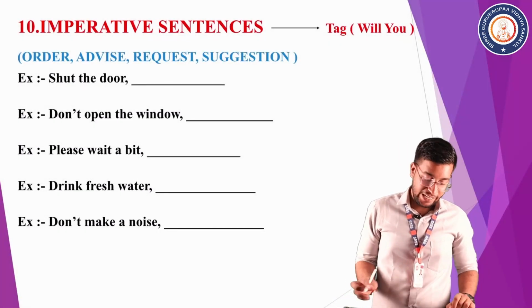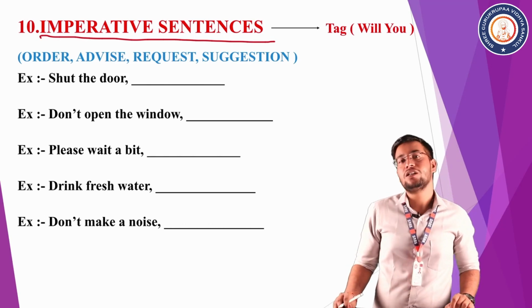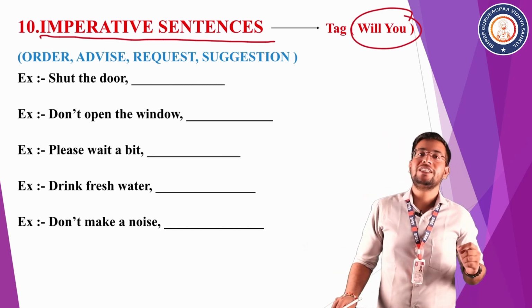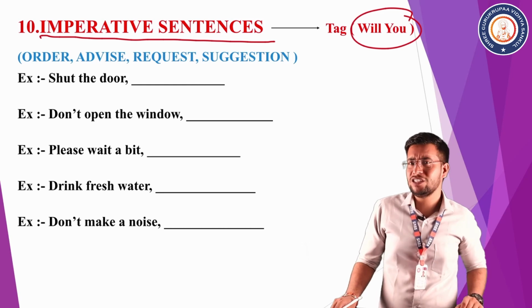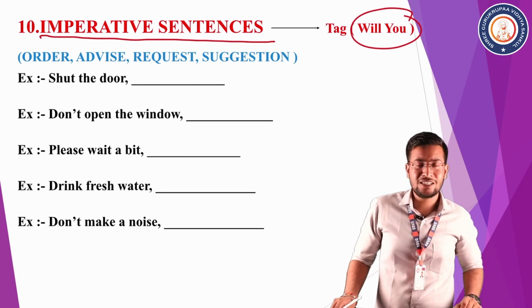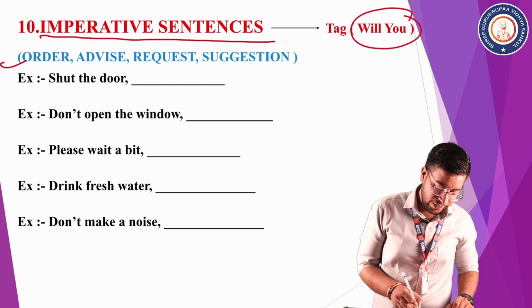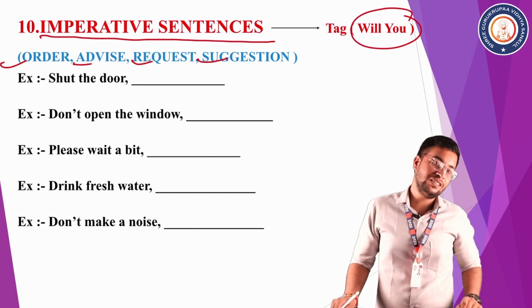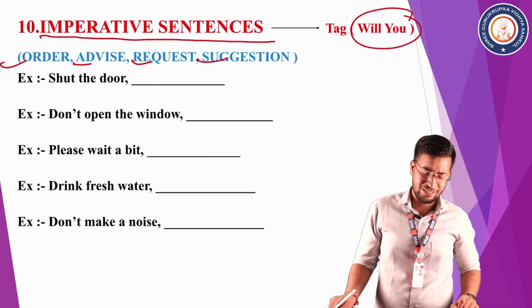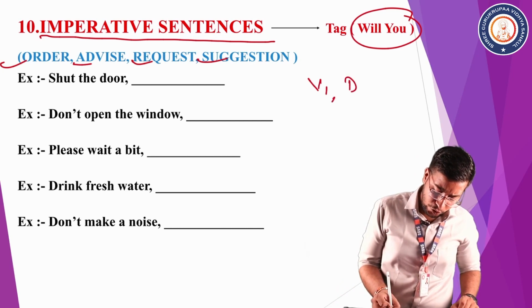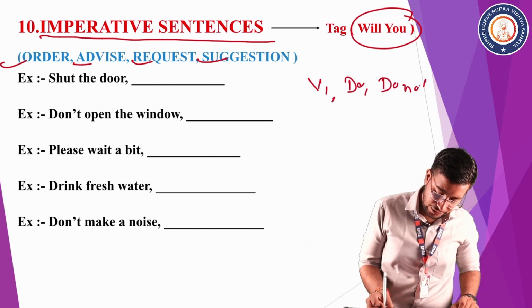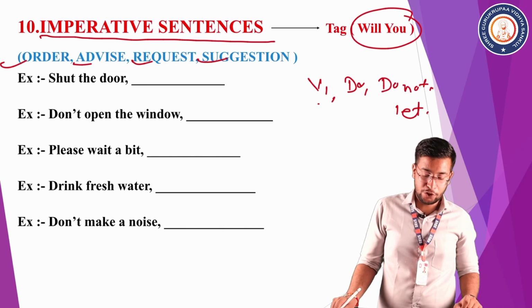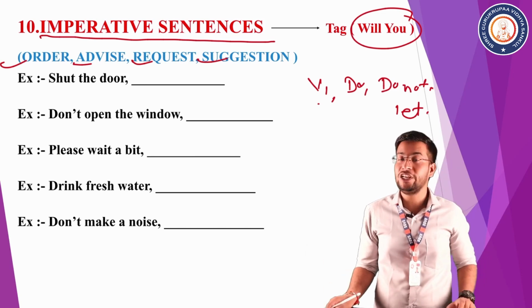Our next rule says if there is an imperative sentence in the statement, then our tag will be "will you". If the statement is imperative, then our tag will be "will you". So tell me, what is an imperative statement? Imperative sentences are those where we see order, advice, request, and suggestion. These types of statements are called imperative sentences, and they generally begin with V1, do not, let. Okay, so I think it is clear to you. If it is an imperative sentence, then we will use "will you" as a tag.